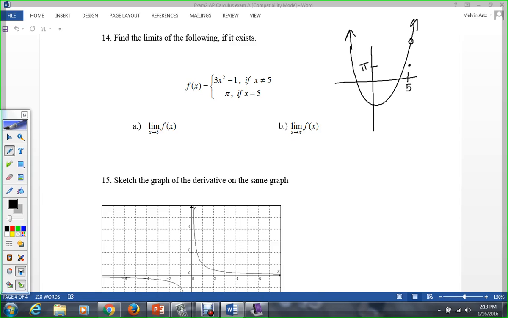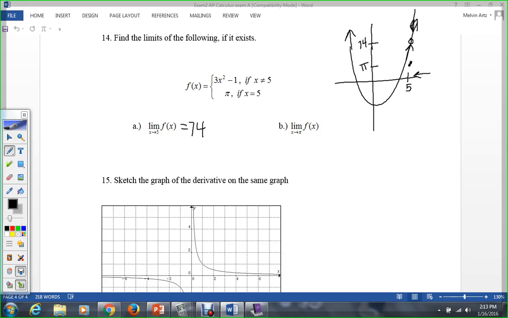Now let's look at our limits. The limit of f of x as x approaches 5. Well, as x approaches 5 from the left, we're approaching this value here. As x approaches 5 from the right, we're approaching this value here. So we don't want to take where it's defined here at pi, and we want to take it up here, and I think I said it was 74. So this would equal 74.